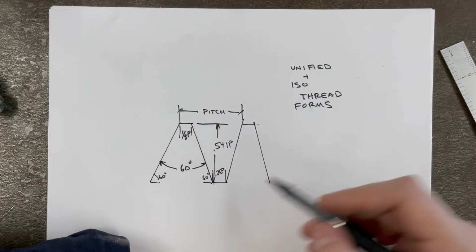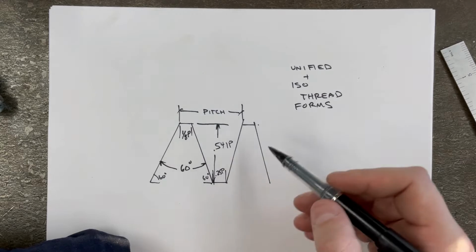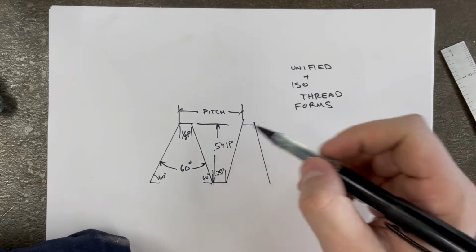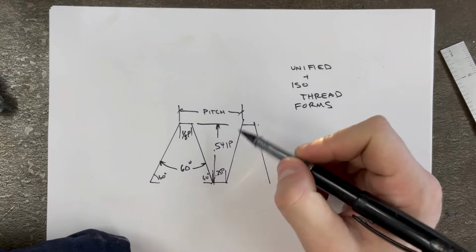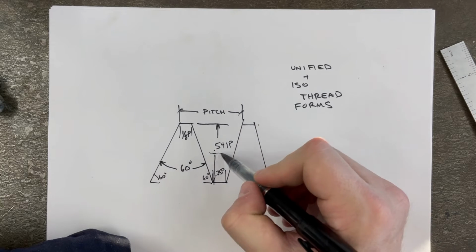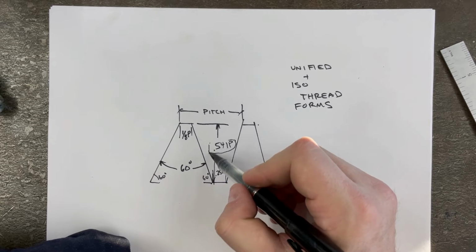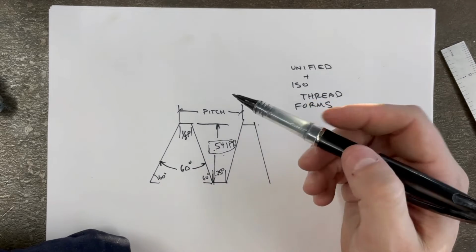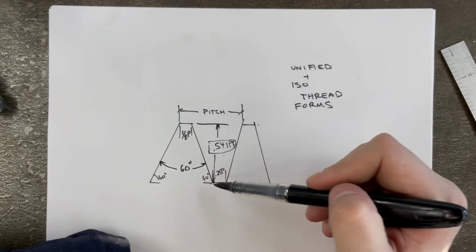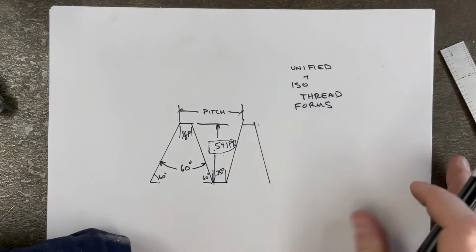So these dimensions are part of that for a unified and ISO thread form. So just remember that 1/8 pitch, 1/4 the pitch. This one isn't as important to remember that decimal, but just remember that it's a little bit more than half the pitch for the height, and yeah, 1/8, 1/4, and then it's a 60-degree angle thread form.